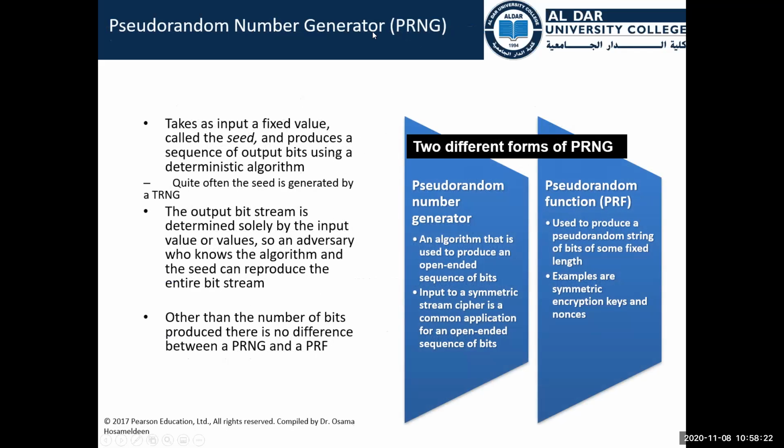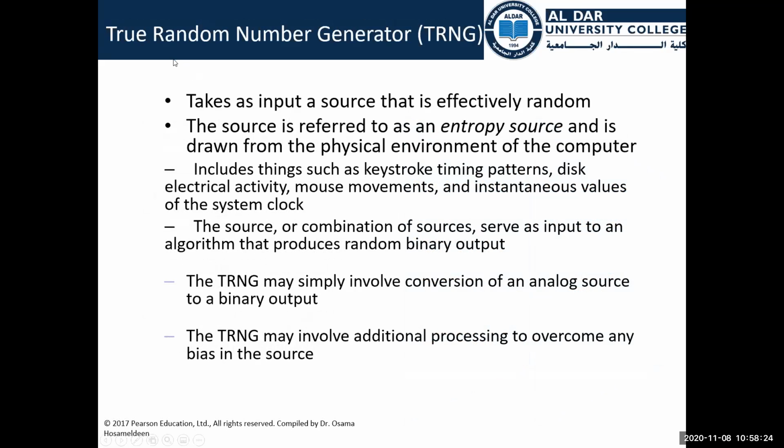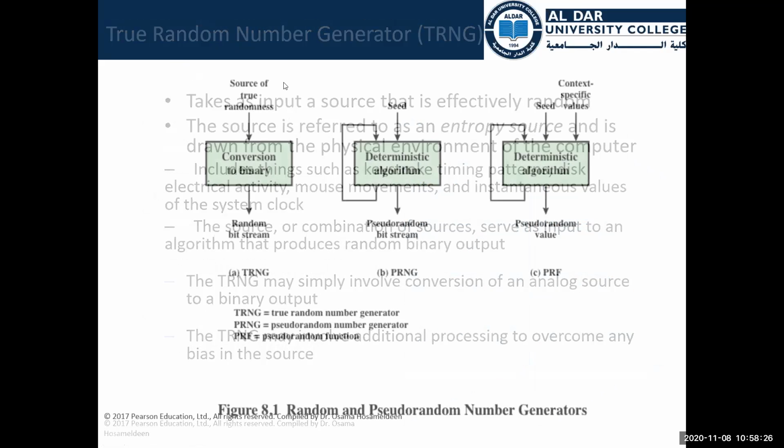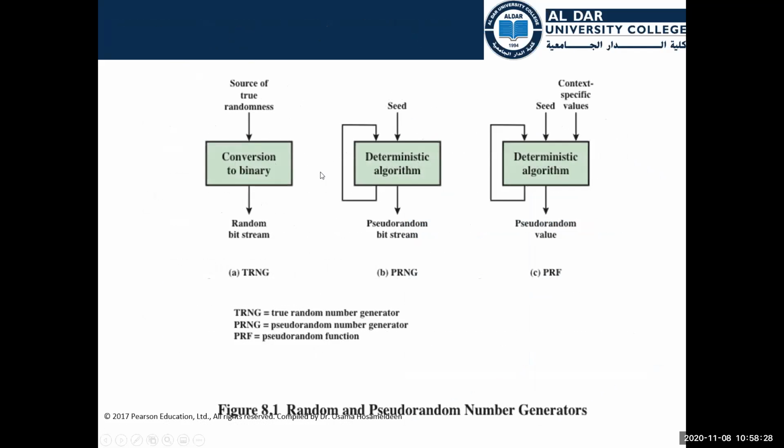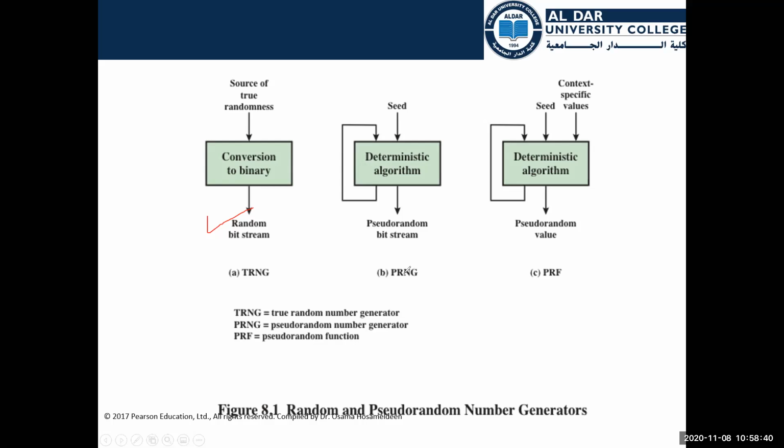Here we talk about the true random number generator, the first one. We talk about the first one, okay? We can check it like that. Okay, we finished this one. Now we move to the pseudo-random number generation.